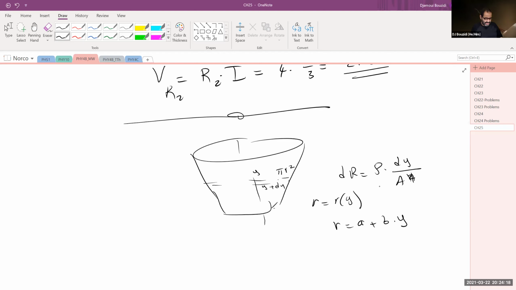Okay, so maybe I will discuss another problem on Wednesday, but then we're going to go straight into chapter 26, which we covered some of its content already. So we're going to do the charging and discharging of a capacitor, which will prepare us for our labs and exams and things like that.